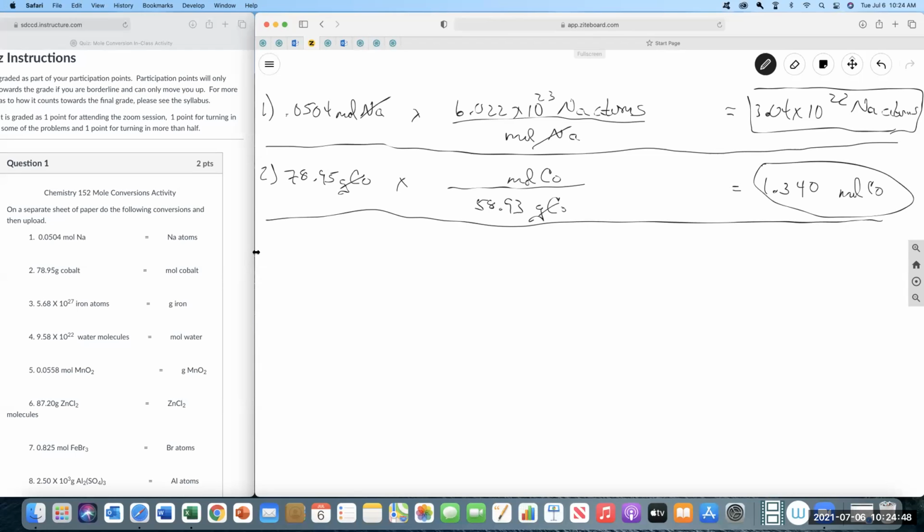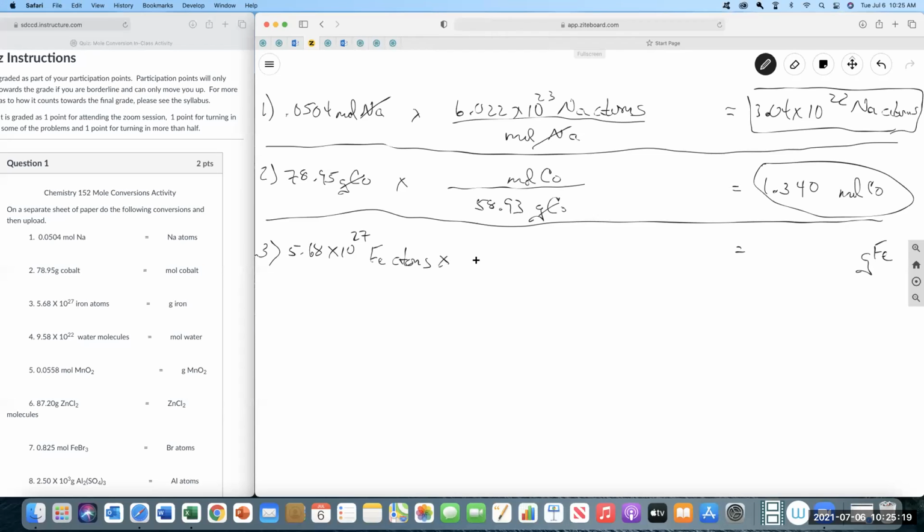All right, number 3, we have 5.68 times 10 to the 27th iron atoms. And here we want grams of iron. So we don't know the mass of a single atom. So again, you can go forwards or you can go backwards. I'll go forwards this time just to show you.